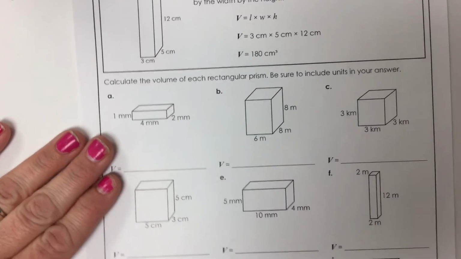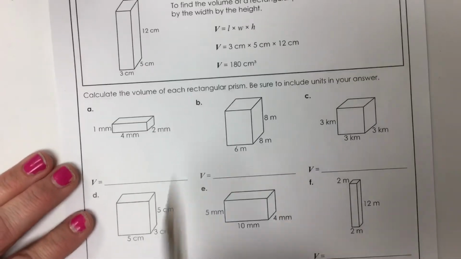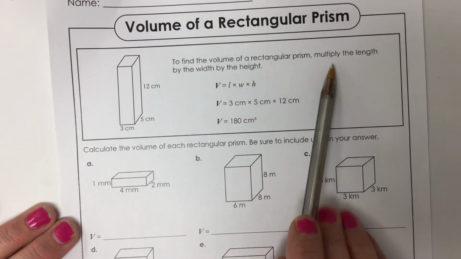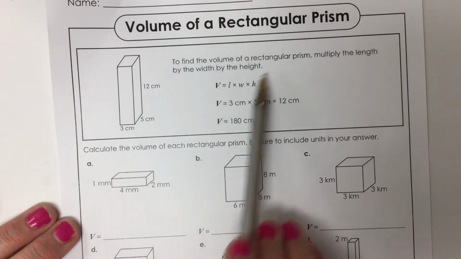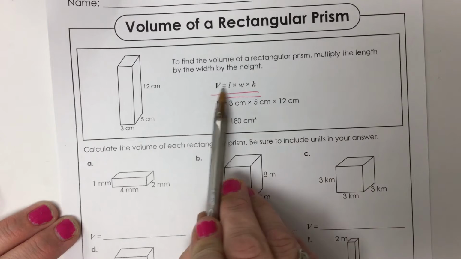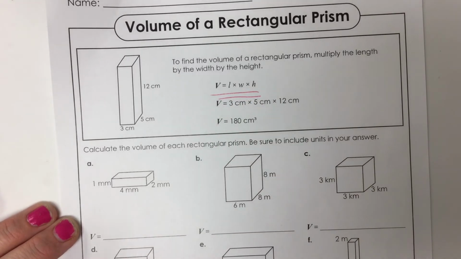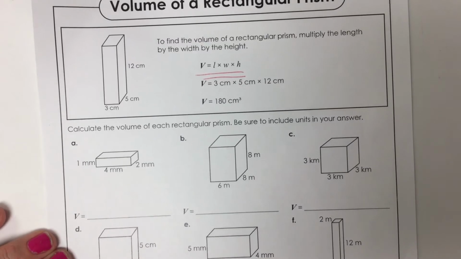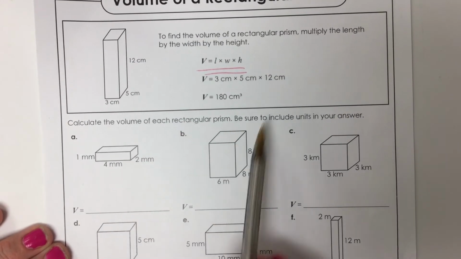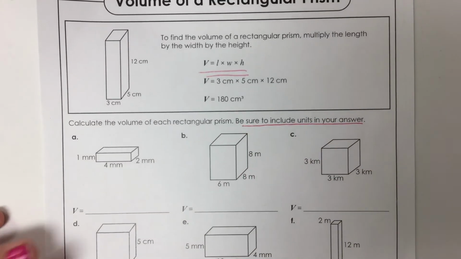The second page is actually doing the multiplication. Okay? It says to find the volume of a rectangular prism, multiply the length by the width by the height. So this is what you should have put in your notes. Volume equals length times width times height. All right? So you're going to calculate the volume of each rectangular prism. Be sure to include units in your answer. All right, so let's look at that.